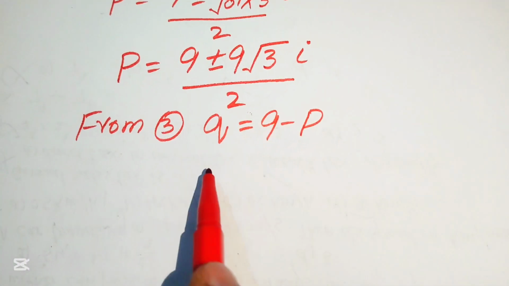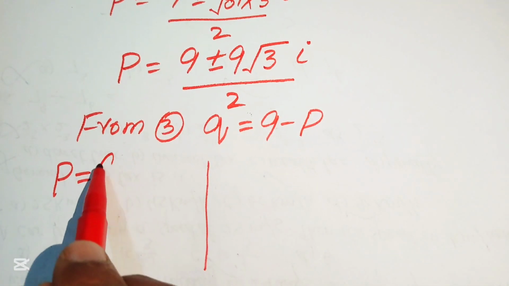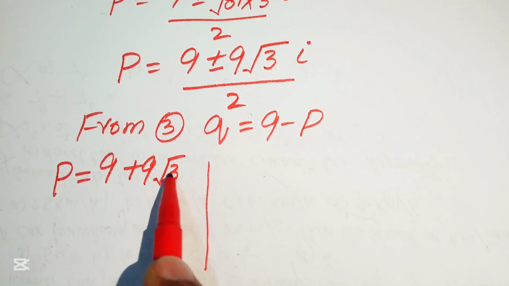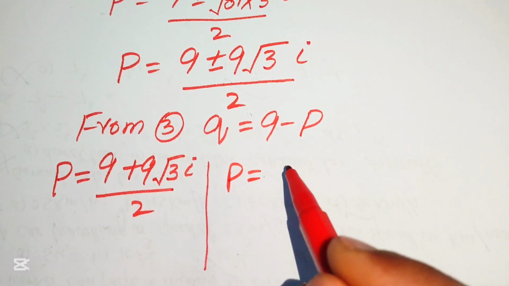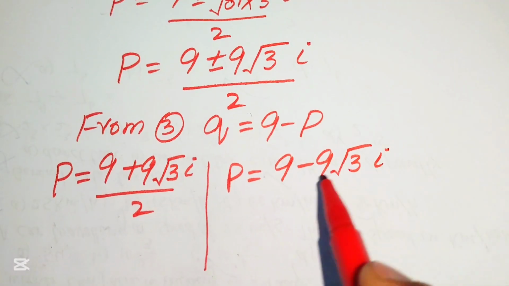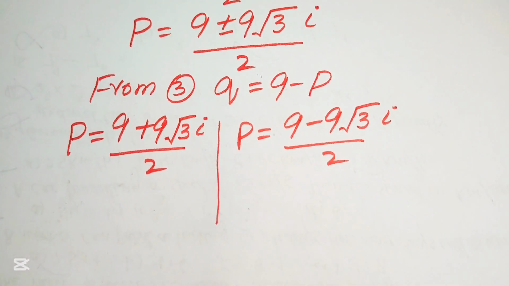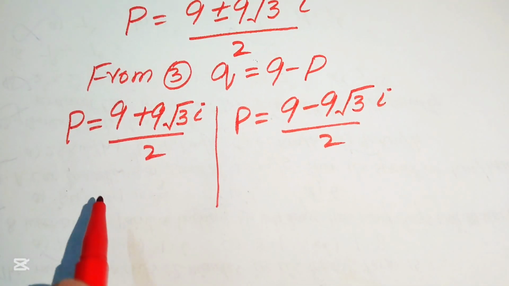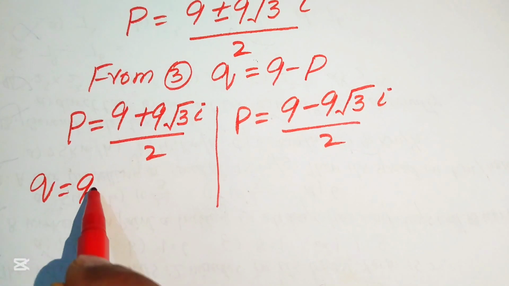Here we substitute these two values separately. We write it as, here we put the positive value, 9 plus 9 into square root of 3 iota, divided by 2, and here we put the negative value, it is 9 minus 9 into square root of 3 iota, and it is divided by 2. After that we need to substitute these two values into the above equation. Here our above equation is written as q equals 9 minus p.